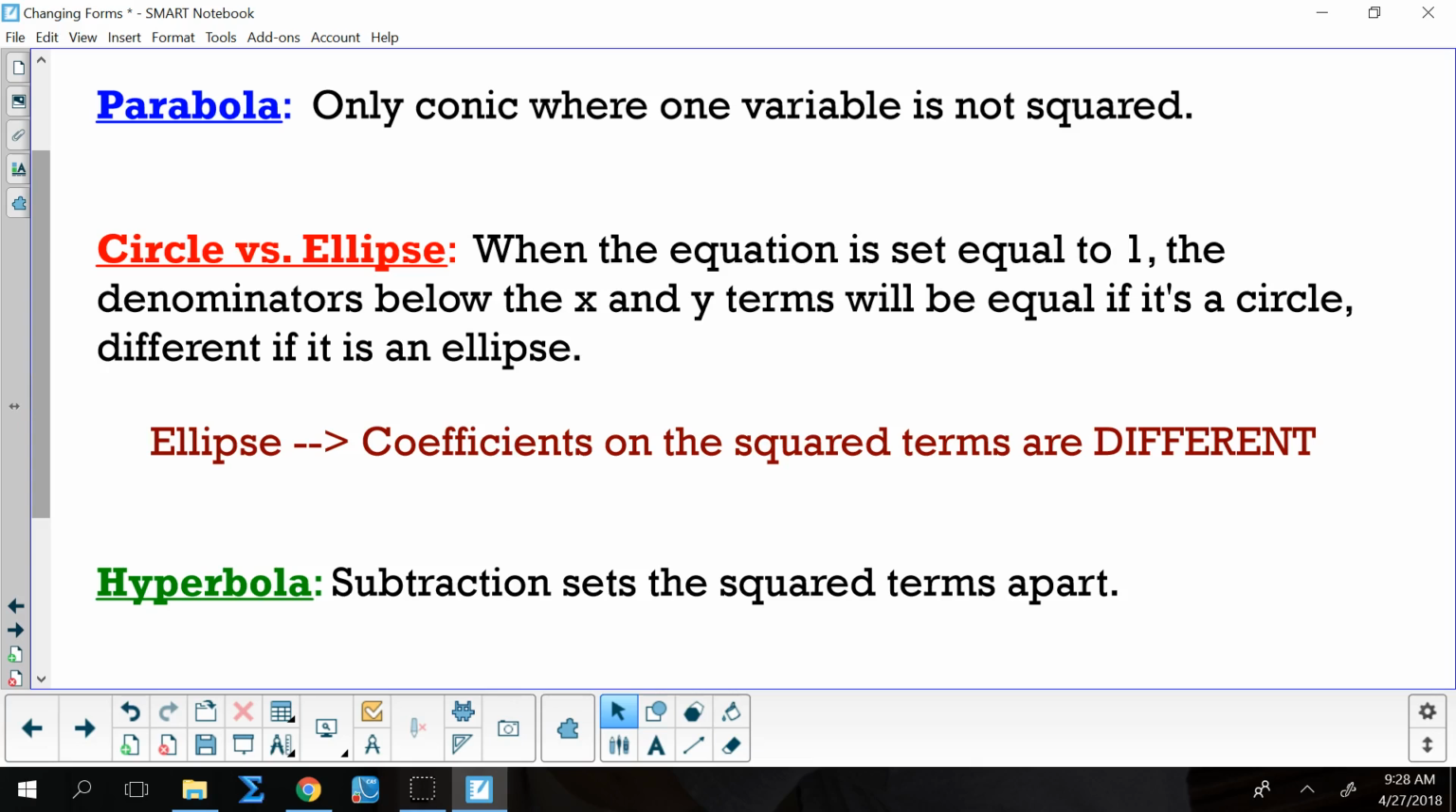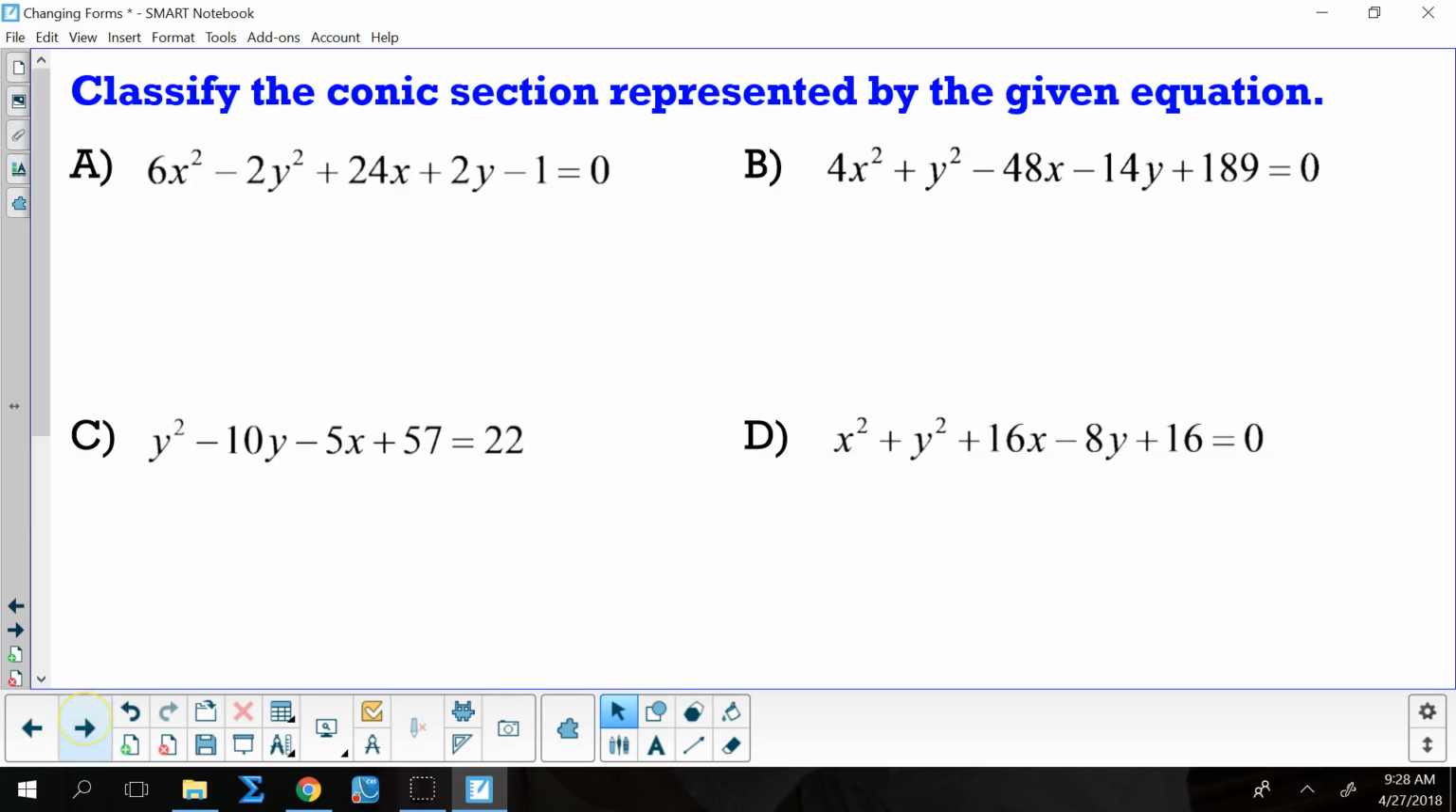Okay? So to recap, parabolas, only one squared term. Hyperbolas, subtract one of the squared terms. Circles and ellipses have different coefficients on the squared terms. Okay? I want you to just classify the conics. This is going to be 4 examples of the problems that you're going to see.